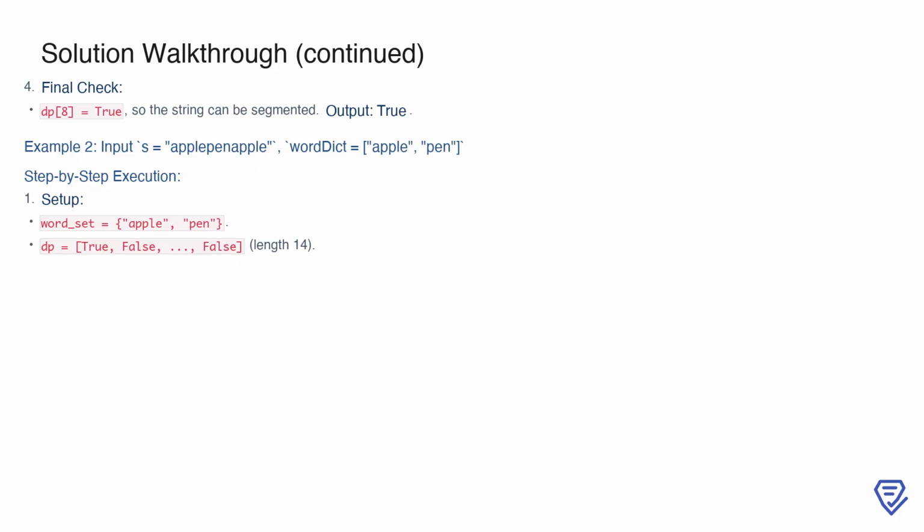Now, let's consider another example where the input string is "applepenapple" and the word dictionary contains "apple" and "pen". Again, we start with the setup. The word dictionary is converted into a set, word_set equals {apple, pen}, and the dp array is initialized with a size of 14, corresponding to the length of the string plus 1. dp[0] is set to true to represent the empty string.